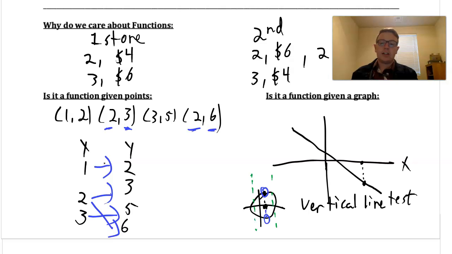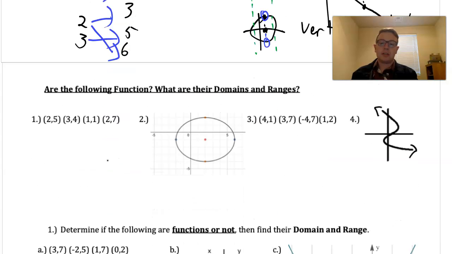Okay, now we're going to take all of this and apply it to a couple problems. So we're going to look, are these functions and what are their domains and ranges? So for this, is this a function? Well, we're looking, do each of the x's only go to one y? So 2 goes to 5, 3 goes to 4, 1 goes to 1, 2 goes to 7. Hold on, 2 goes to 7, but 2 also goes to 5. So, no, this is not a function.